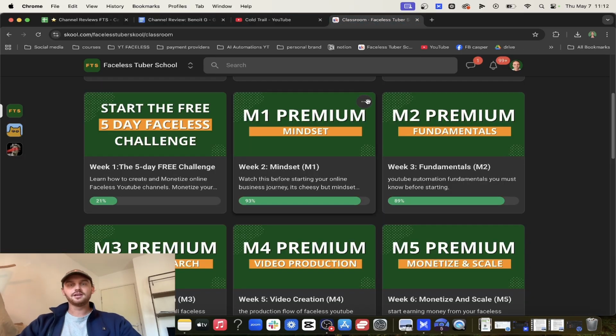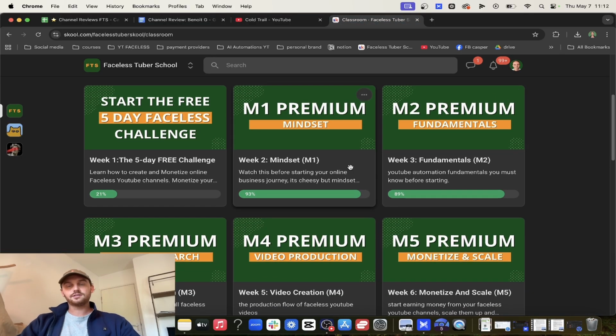And what that means is basically what part of YouTube automation this belongs to. So the way I go about the 5M program is M1 is the mindset behind YouTube automation, M2 is the fundamental information of how it works, M3 is niche research and finding niches and testing channels and formats, M4 is video production, and M5 is monetization and scaling.